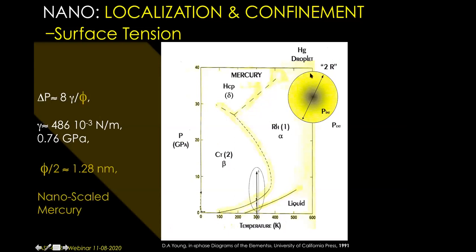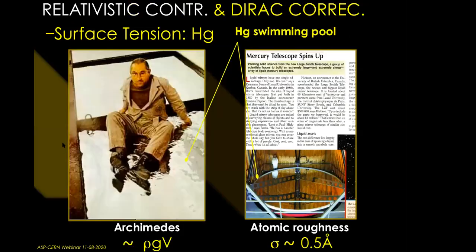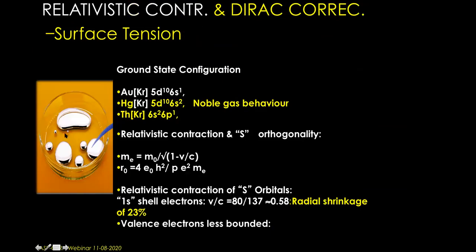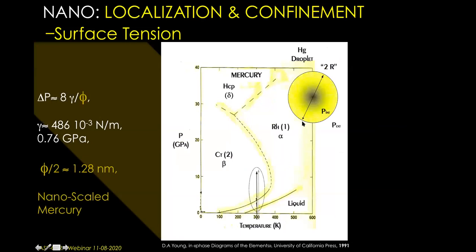Well, let's do it like this. Let me take a droplet of mercury. Mercury is nice because when you take mercury and splash it, it gives you small droplets. Those which are large are governed by gravity, but those which are very small are governed by surface tension, and you can get very small spheres, like this one. So we are asking ourselves, what is this radius, or the diameter, of a droplet of mercury which would allow me to have solid mercury? What is the minimum size that you have to have?